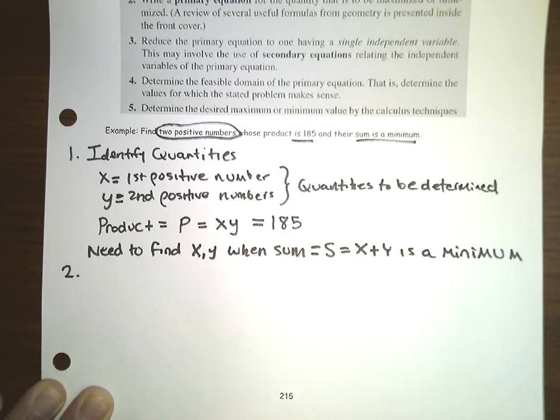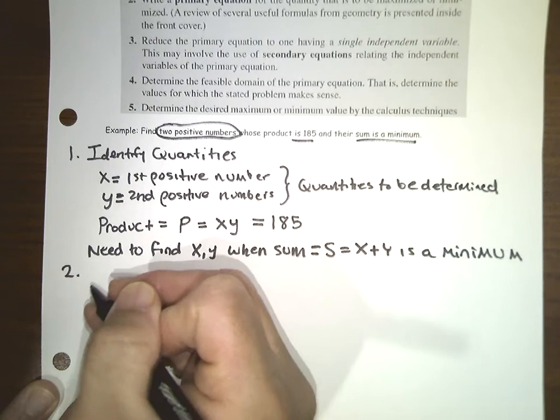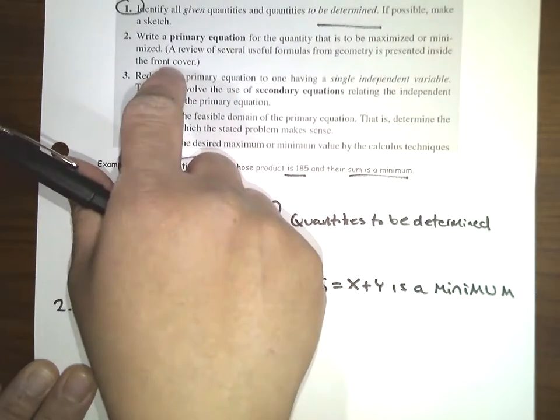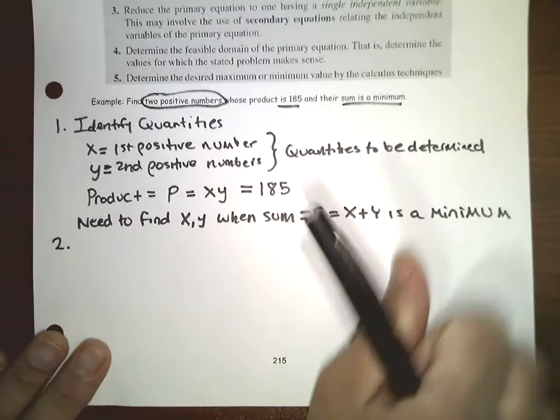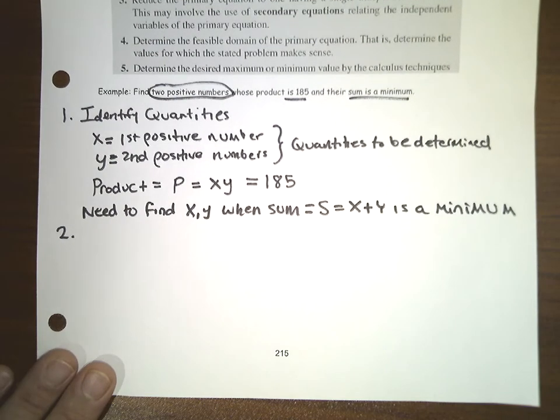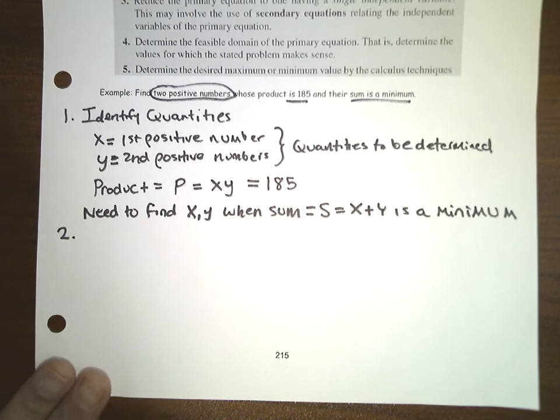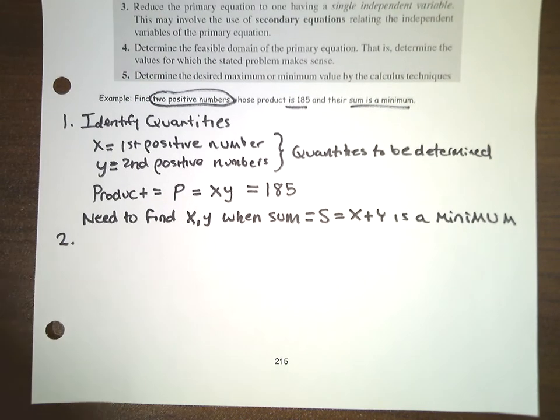Step two is to write a primary equation for the quantity that is to be maximized or minimized. It says that you might want to use some geometric formulas. Just so that you know, if you need one, they shouldn't be very difficult to come up with. It's usually like the volume of a cone or volume of a sphere or area of a triangle, some basic ones that you could find on the internet fairly easily if you forget them.